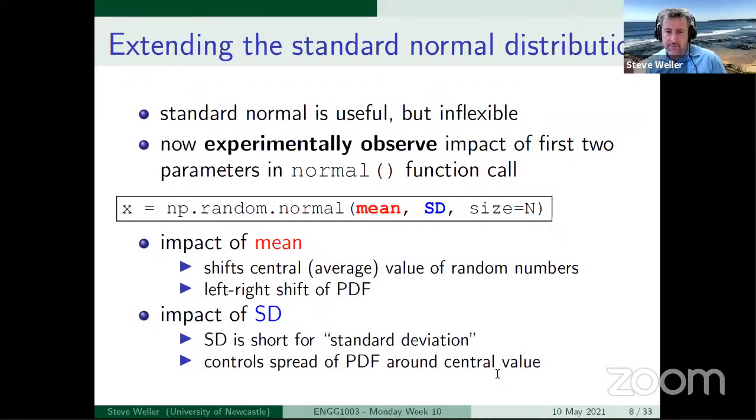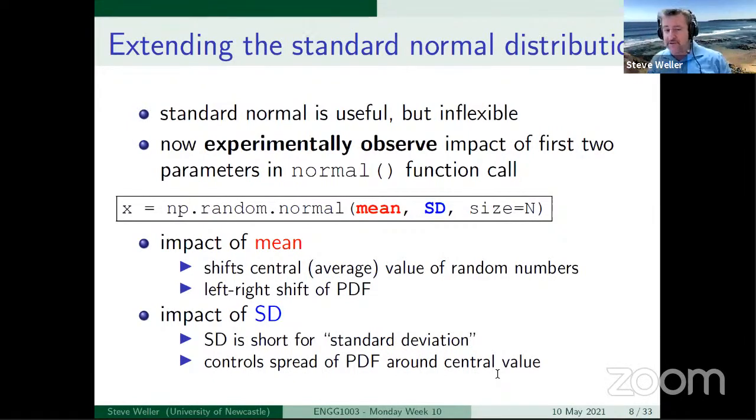The first one in red is called the mean, and the second one is called the standard deviation. That's a term from statistics. We'll use the abbreviation SD. The impact of the first parameter is that it's going to shift the central value, or the average value, the mean value of the random numbers. The mean value of a standard normal is zero. So we're just as likely to choose a positive number as we are a negative number. The first parameter is the mean. It's going to allow us to shift the central location, where the peak is in the PDF. Standard deviation is going to be a number that controls the spread of that PDF around its central value.